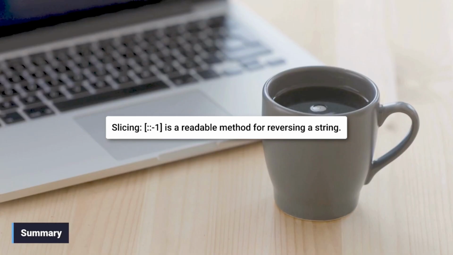To summarize, string slicing with the step of -1 is a best practice for reversing strings in Python. It's concise, readable, and faster than manually writing a loop.